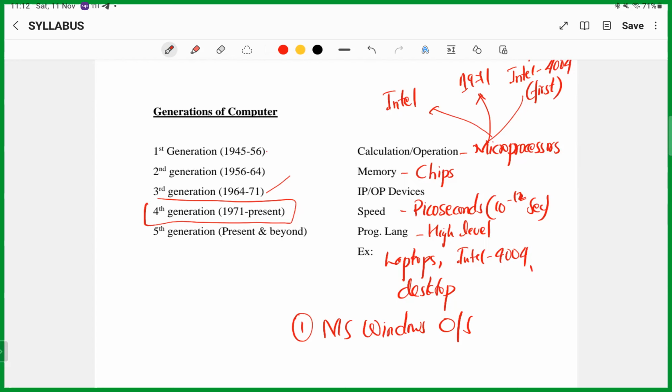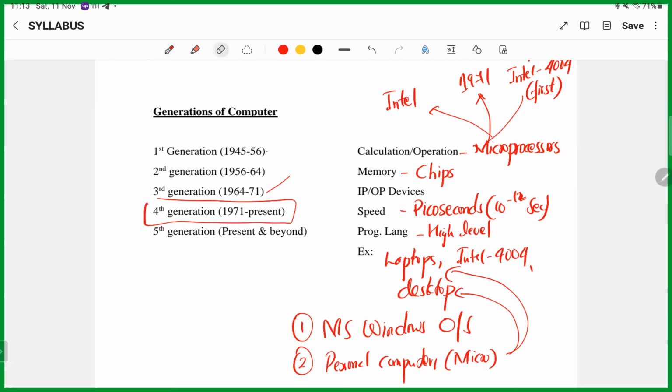Simple. The second thing is personal computers. Personal computers are also introduced. We call it the micro one. A personal computer is nothing but these things: laptop, desktop, personal computers. We call it PC for short. You might ask, where is my PC? So personal computers were also introduced in the fourth generation. This is about the fourth generation.